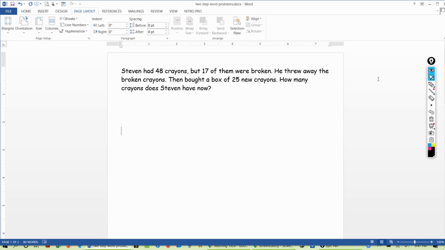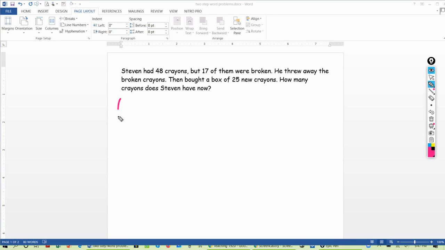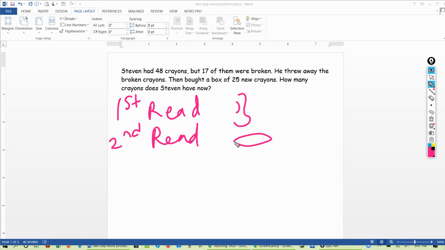So I want to use the 3 acts or 3 read strategy. So the first read, you are going to listen to the problem. In your second read, you're going to see the problem and read it with me. So this is I do, that means your teacher does. Or, if your teacher doesn't do it, the computer can read to you too.